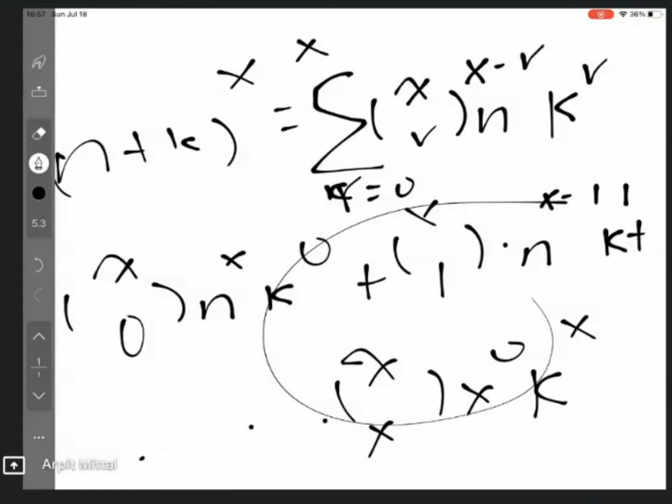Similarly, if we want to have k to the power r, then we're going to have n to the power x minus r, because we're going to have the remaining n's. And then we're going to have x choose r, because this is the number of ways to select the k's that we're going to need. Does everyone understand this theorem?